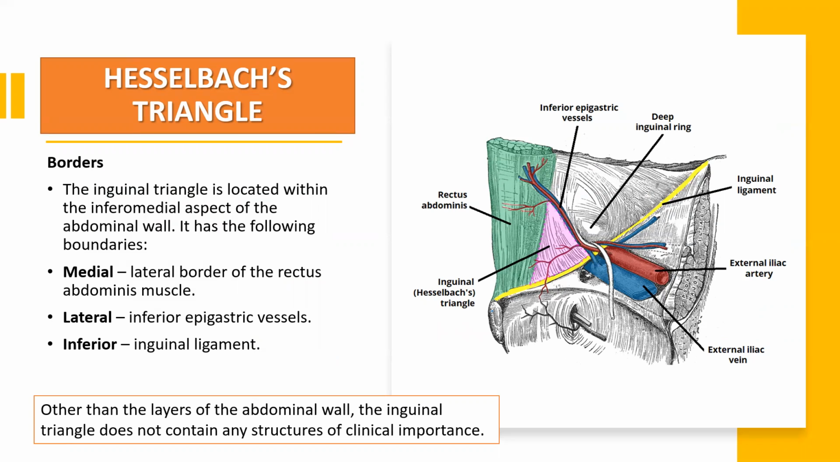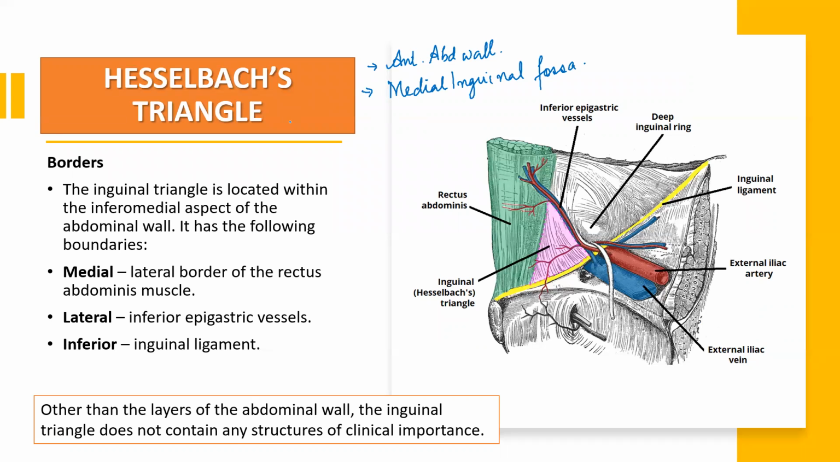Next one, coming to Hasselbalch's triangle. You might have heard this Hasselbalch's triangle. What is the other name for Hasselbalch's triangle? That is inguinal triangle. And it is a region in the anterior abdominal wall. Remember, this is a region in the anterior abdominal wall. There is one more name, and that is known as medial inguinal fossa. So we have three names. Either it is called Hasselbalch's triangle, or medial inguinal fossa, or inguinal triangle.